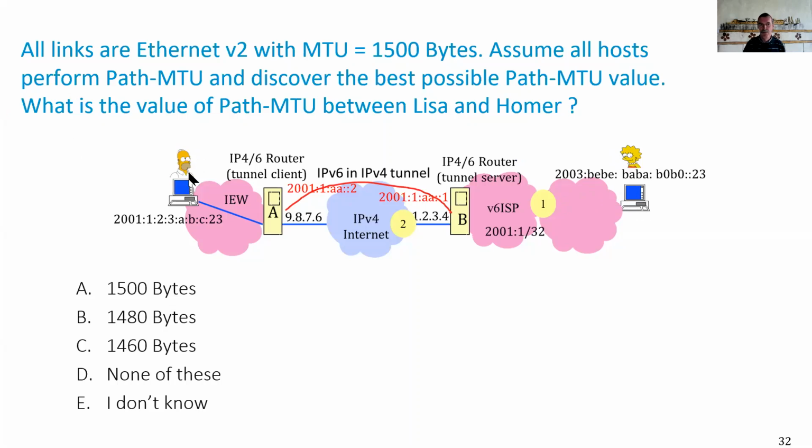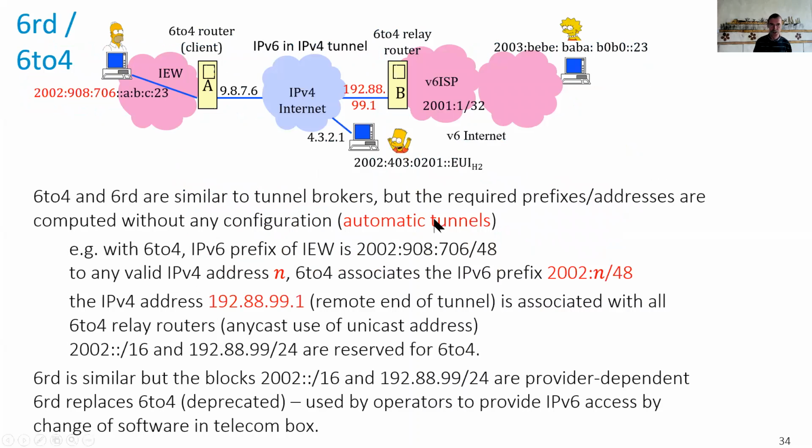For Lisa and Homer, there is no symptom of this. We just see that if the packet is 1500 bytes, there will be a problem somewhere. It will be discarded because IPv6 routers would not accept it. But of course, we assume that they will do some form of end-to-end path MTU discovery. So that's one of the techniques that is used.